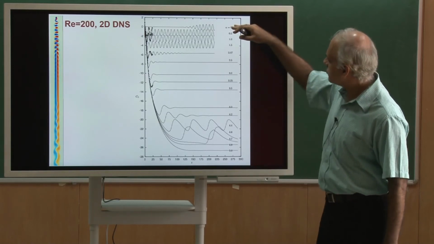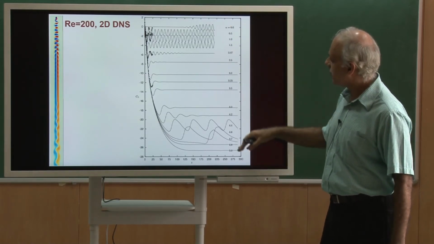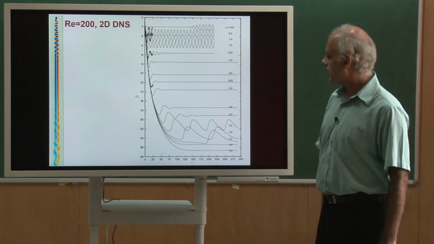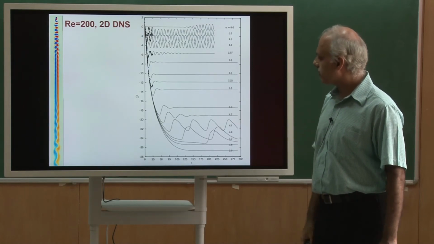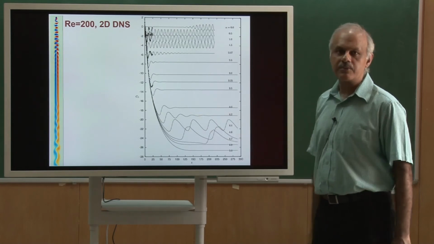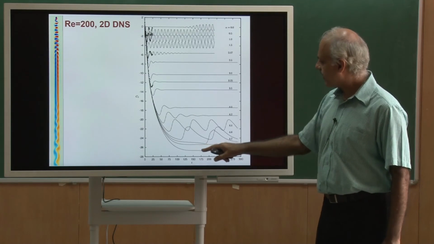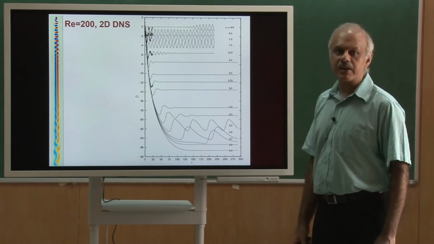So you can see as you keep increasing alpha, your lift force keeps increasing till at about alpha of 4.4 or so, when again the flow becomes highly unsteady and you get vortex shedding. Finally at about alpha 5, again the flow becomes steady.